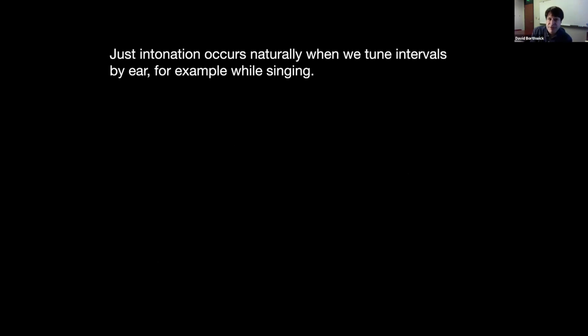So just intonation actually corresponds to something that we do naturally. When we tune intervals by ear, say when we're singing or playing a violin, we naturally try to match the overtones. Our ear tells us if something's in tune, what's going on is that our ear is picking up on the overtones matching. And so just intonation kind of happens automatically if you're listening for the overtones. The trouble with that, though, is that that only works in a single key at a time.